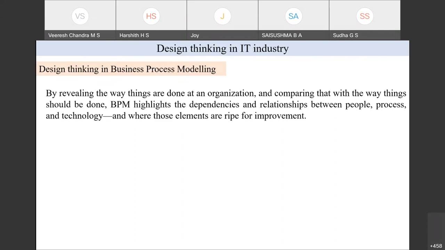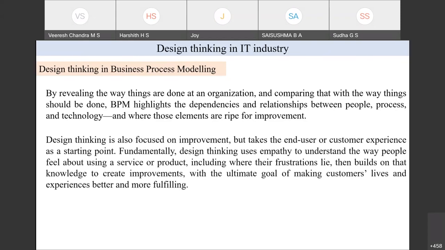And it highlights the dependencies also. So what is dependent on what? Which team is dependent on which team? The relationship between the people, then process and technology. And by seeing all these things, at the end we can come to a conclusion where exactly the improvement has to be done, where we can input the knowledge and improve the product and improve the solution for the problem.